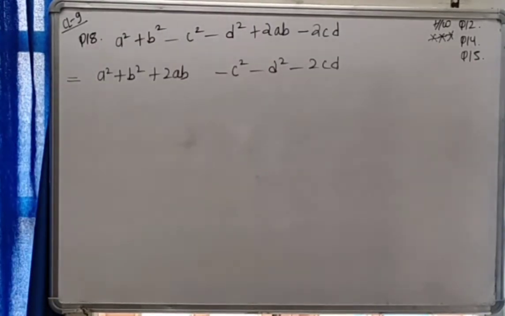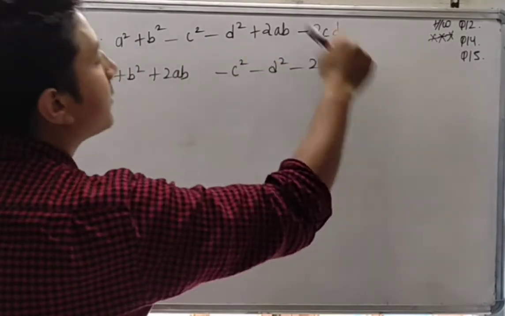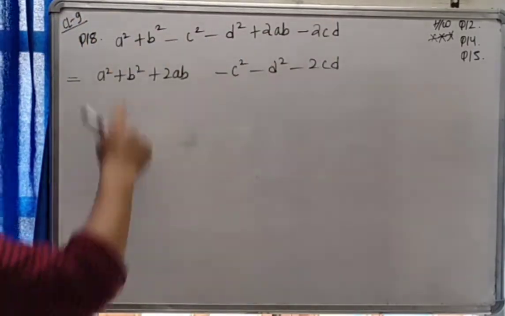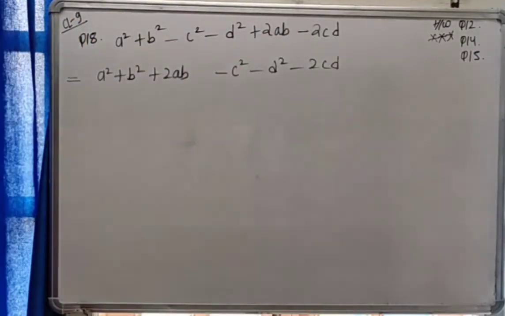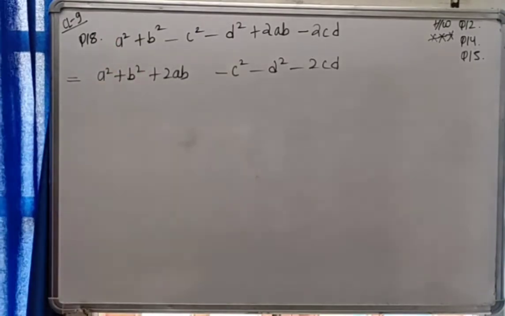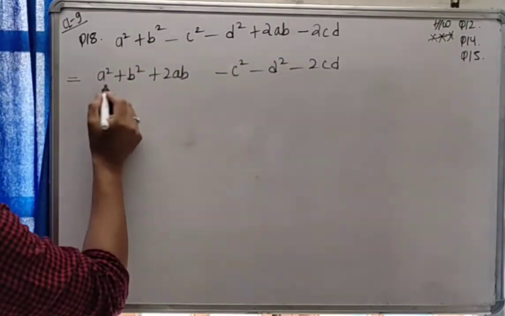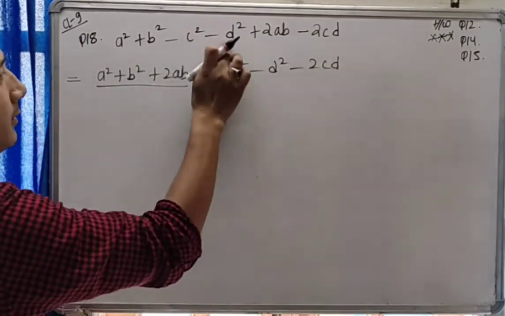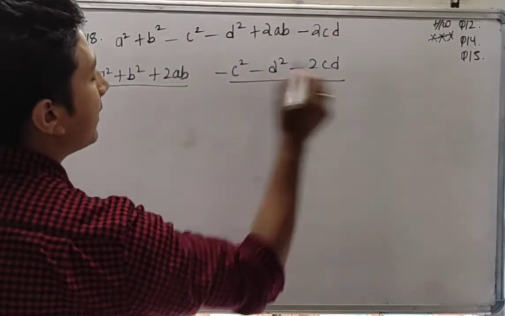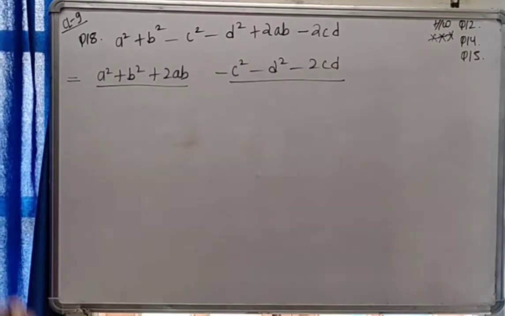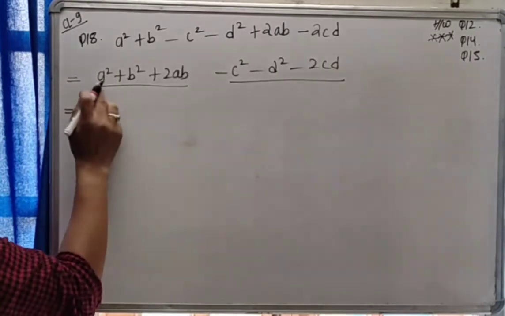Alright, boys, let's move on to the next sum, that is number 18. Number 18 is this long sum given to us, a long polynomial, but no need to worry about it. Let's make it into groups. a, b to ab, I'm keeping it as first group. c, d to cd, I'm taking it as a second group. Clear?